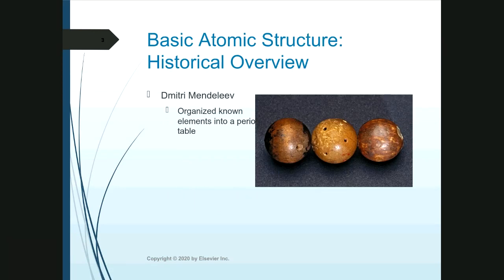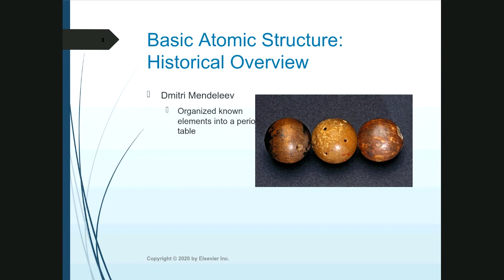Now, as far as the historical overview, I'm not going to go heavy into that. Realize that Dmitri Mendeleev is the one that actually came up and organized the periodic table of elements. When he organized that periodic table of elements, he began with 63 elements total. That periodic table of elements is actually on page 23 of your book.